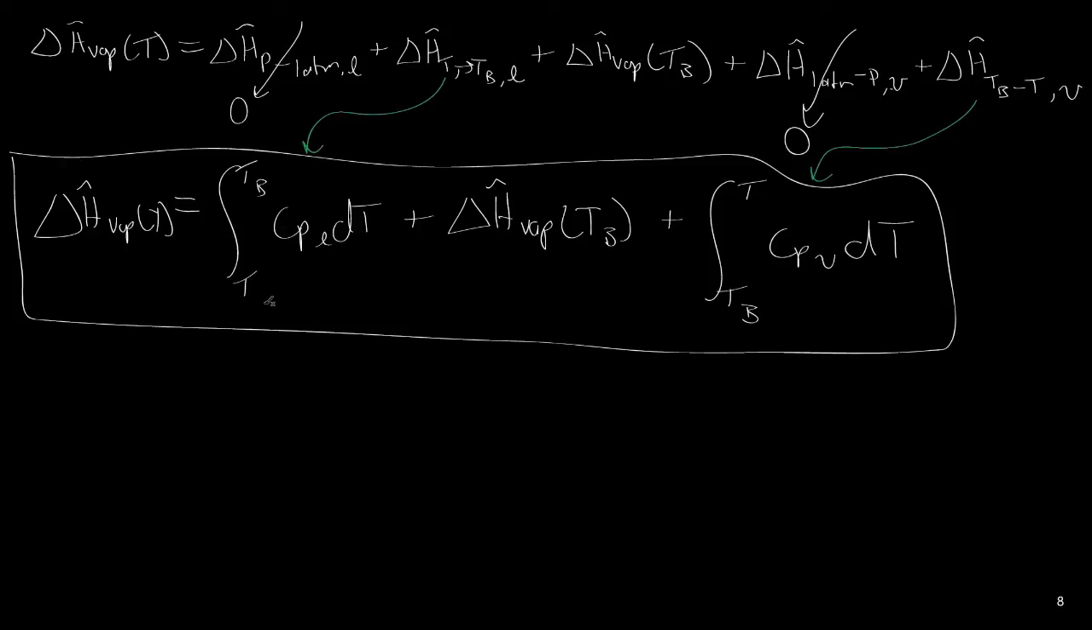This approach works perfectly well if T is greater than TB or if T is less than TB. All of the signs will work themselves out. If we switch the bounds of the integrals, you'll just have a positive term over here and a negative term over here, or a negative term here and a positive term here. So the same exact approach works regardless of whether we are above or below the normal boiling point.